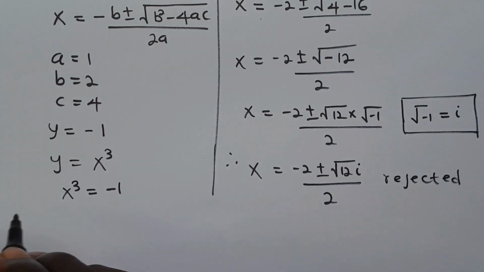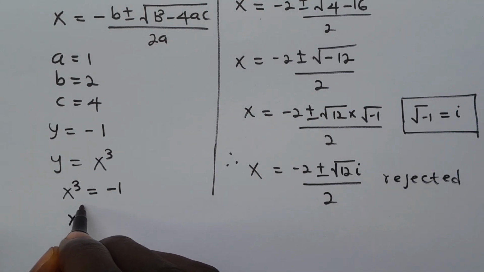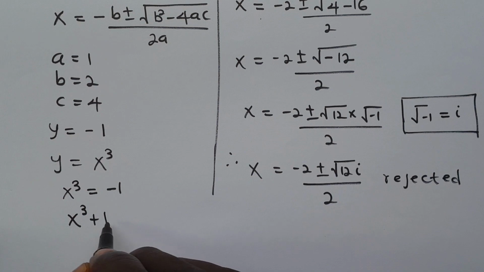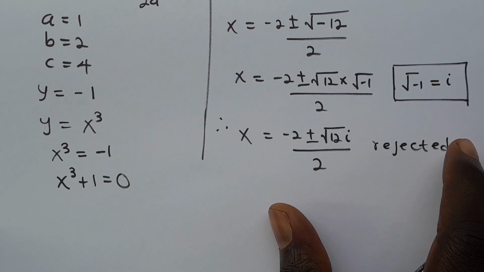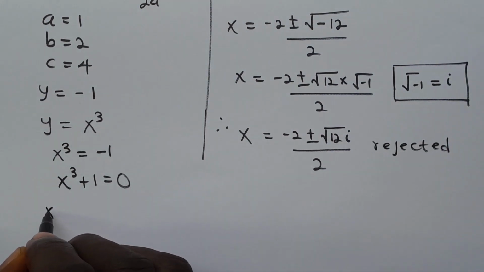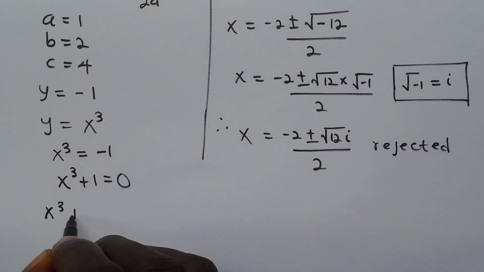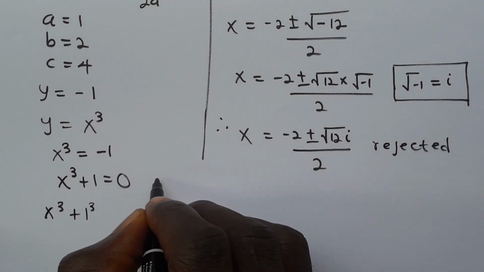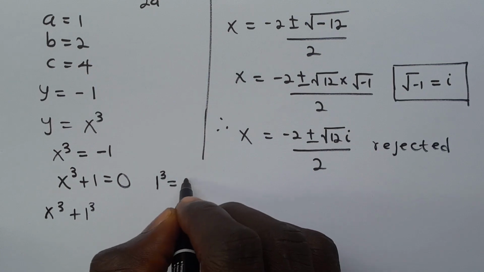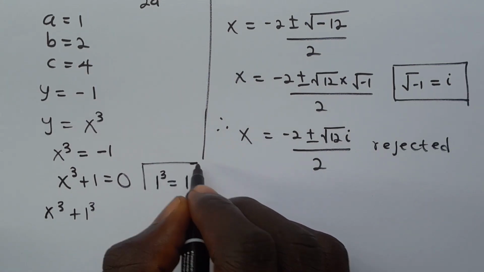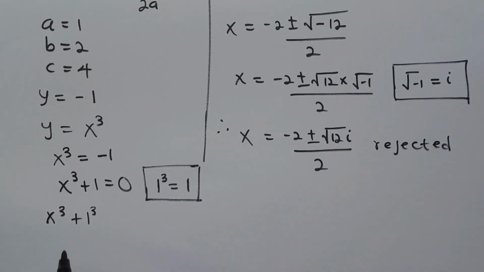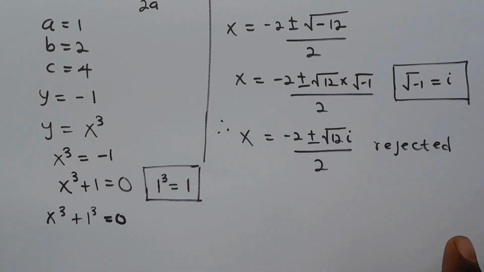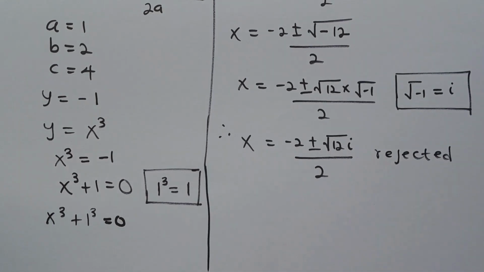By taking 1 to the other side and letting everything equal 0, we have x cube plus 1 to be equals 0. 1 raised to power 3 equals 1. So therefore, x cube plus 1 cube equals 0. 1 cube equals 1. And everything equals 0. Now let's solve this quadratically.